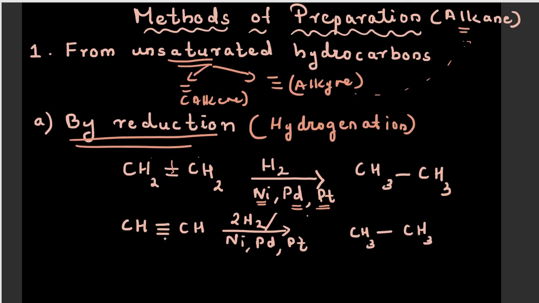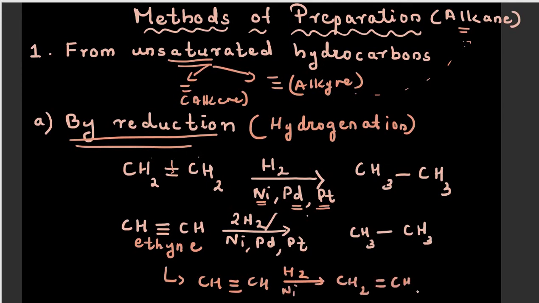Now similarly, if we are taking the case of an alkyne, here the alkyne that we have taken is what? It is ethyne. So we are taking 2 moles of hydrogen. Why are we taking 2 moles? First, if we are taking 1 mole of hydrogen, in the presence of any one of the above catalysts, we will be getting what? We will be getting an alkene. So again we are taking another mole of hydrogen in the presence of any of the above catalysts, and thus we will be getting the alkane.